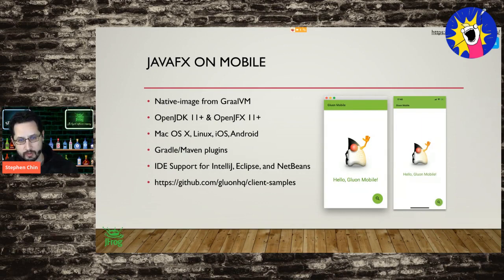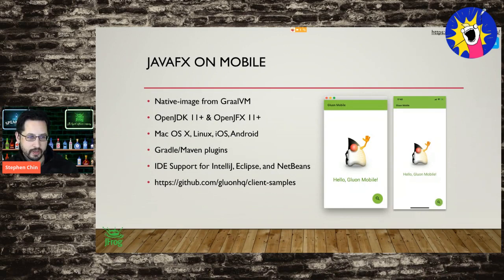Gluon supports mobile development. So they can do native images from GraalVM. This allows you to publish to iOS applications and also Android applications. They look just like native applications. It gives you all the performance benefits of just-in-time compilation, but with the ahead-of-time compilation that's accomplished through using Graal as a technology.